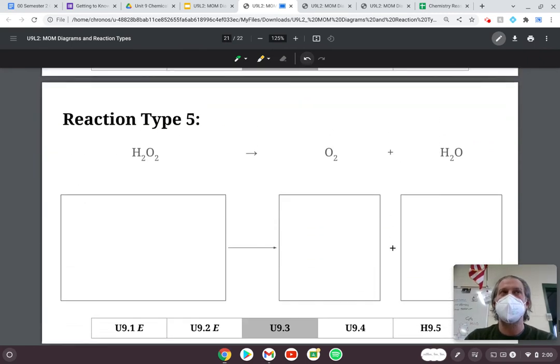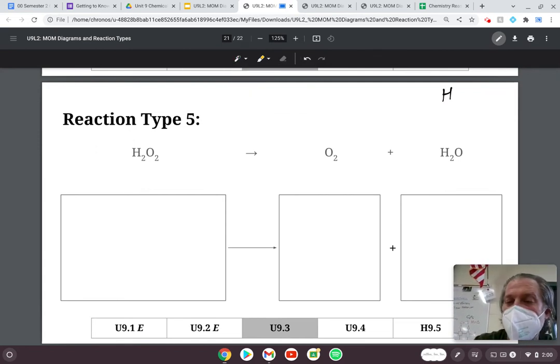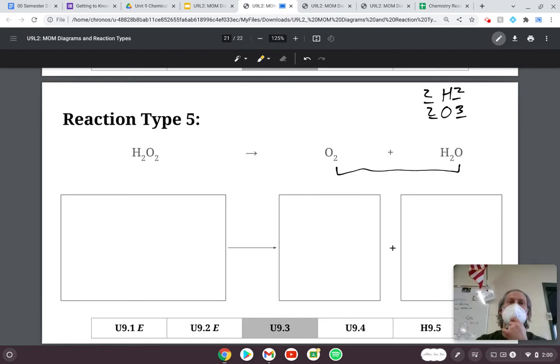Here's our reaction. Okay, we have to balance it first. And in this case, our reaction only has H's and O's. On the reactant side of the equation, there's 2 hydrogens and 2 oxygens. And on the product side, there are 2 hydrogens, but, look what's happening here, 3 oxygens.